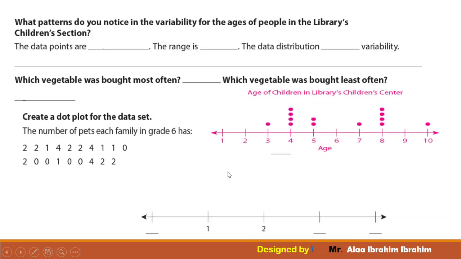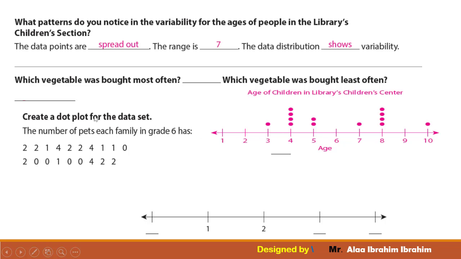Now I take the number line and dot plots to answer this. The data points are spread out. And the range: I take the biggest number minus the smallest number, 10 minus 3 is 7. The data distribution shows variability because there are different answers here.